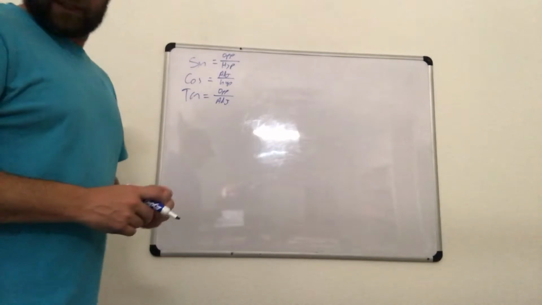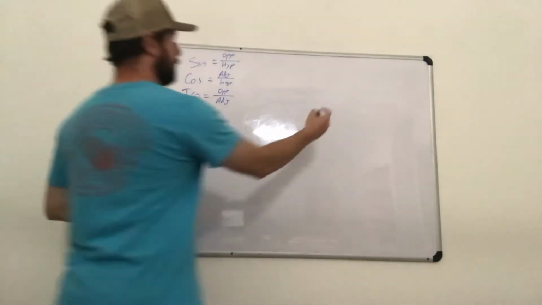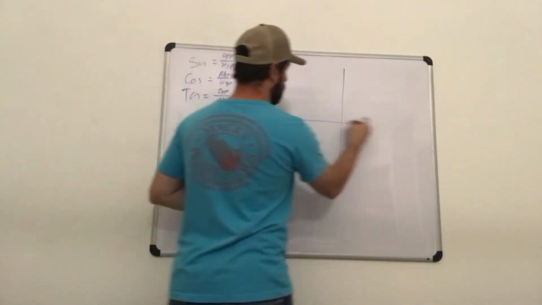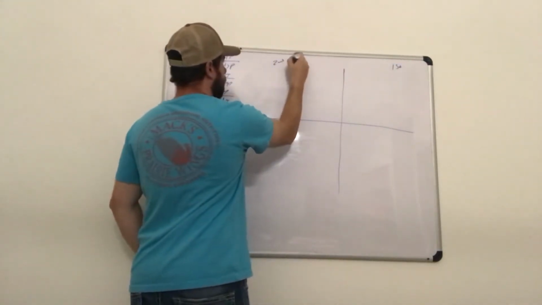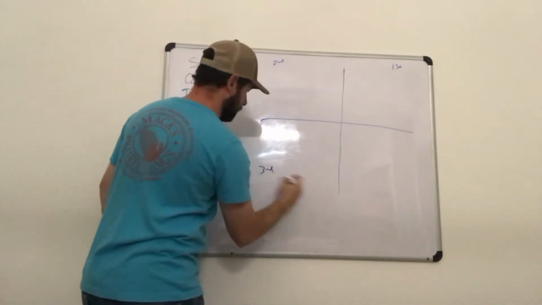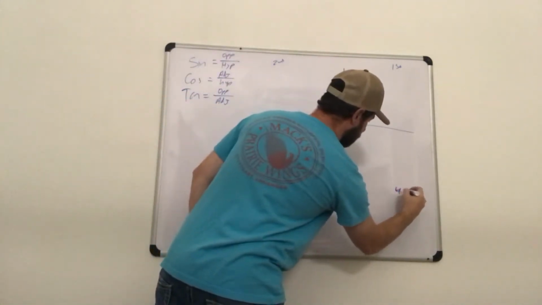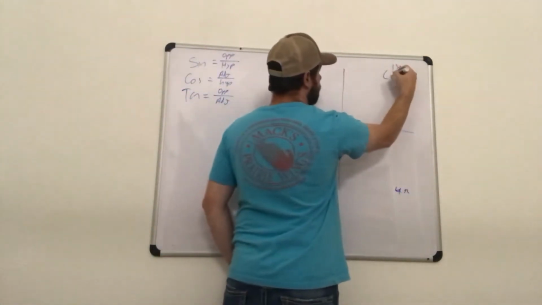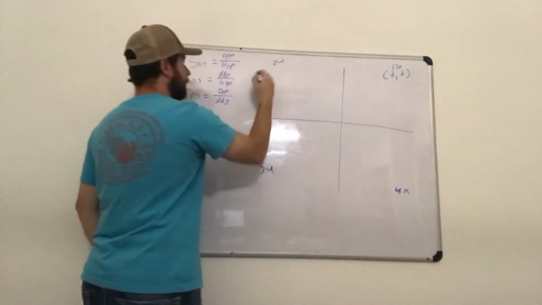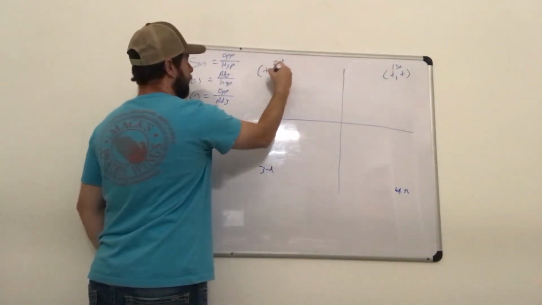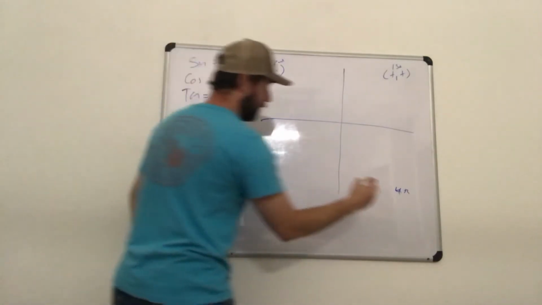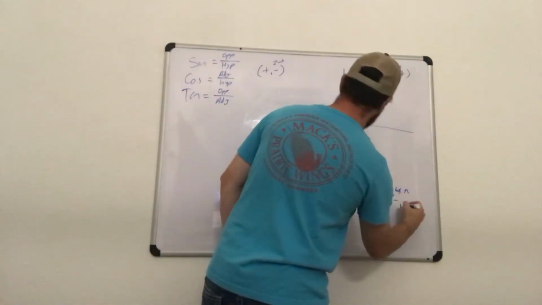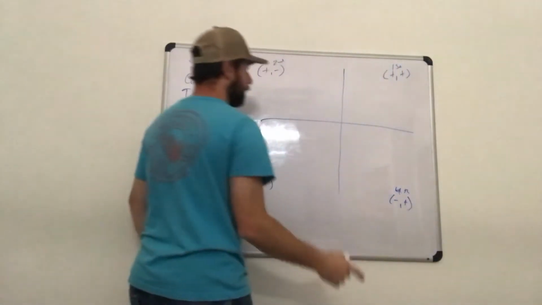The last part of lesson 14 is going to deal with the coordinate plane. And you have first quadrant, second quadrant, third quadrant, and fourth quadrant. And the signs in the first quadrant are positive, positive. The signs in the second quadrant is positive, negative. Third quadrant is negative, negative. Fourth quadrant is negative, positive.